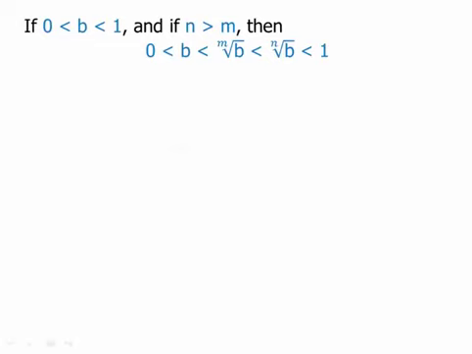Now, when we get into that region between 0 and 1, things get a little bit different. And you may remember things were different here. First of all, if we take a root, the roots are bigger than b, assuming that b is this fraction between 0 and 1. And the higher the order of the root, the higher it gets. So n is a higher order root. The nth root of b is higher than the mth root of b.